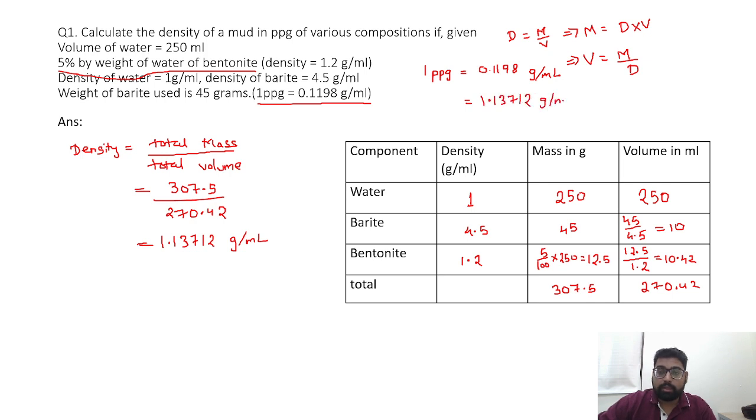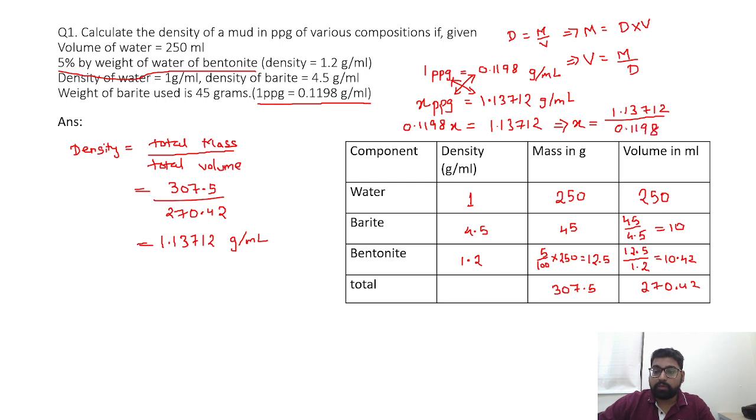So it has to be here, 1.13712 grams per ml. Now I need X, which is the value in ppg. So we need to do the cross multiplication. If you do the cross multiplication, 1 into 1.13712 will be the same value, and you will get 0.1198 x equal to 1.13712, which means I can find x by dividing: 1.13712 upon 0.1198. Remember, this is just rough work.